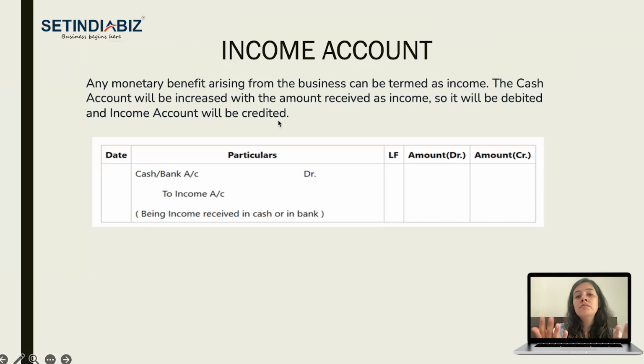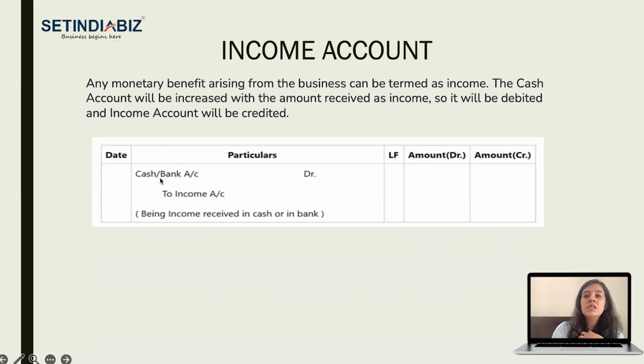So income means incoming of cash. Incoming of cash means increasing of asset. Asset being increased, cash, it can be received in cash or it can be received in bank. So that is why we have written cash/bank account being debited, right? Because we are receiving the income.